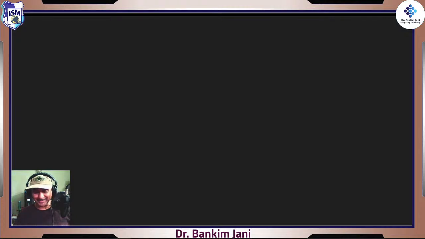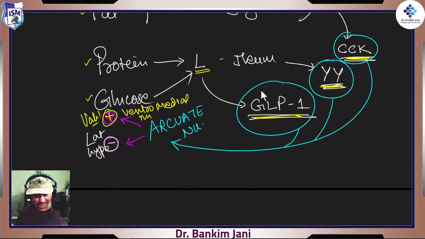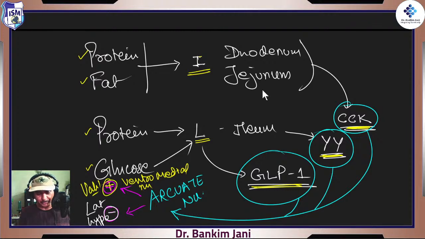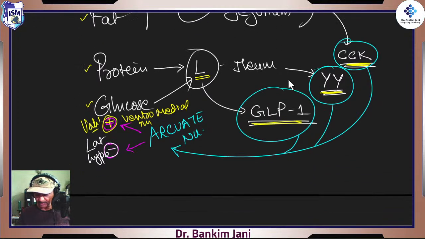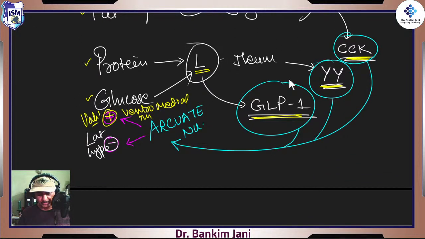Okay, chalo, let's go back to where we were. So we were talking about protein, fat, right? Then these are the I cells, protein and glucose. These are the L cells, right? And all of them will be going to the arcuate nucleus, and then the arcuate nucleus will be told that there is enough food, everything is fine. So the ventromedial nucleus will be stimulated, and then the lateral hypothalamic zone should be inhibited, right? So that's how things improve.